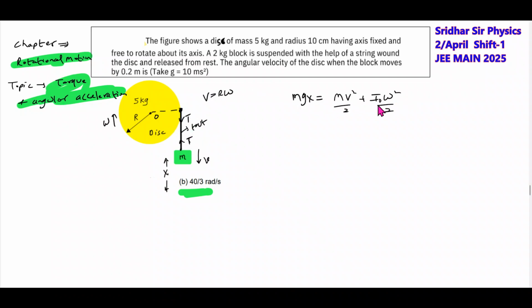Fine, so that's why we are applying conservation of mechanical energy. What is v? V equal to r omega. We are asking the angular velocity of the disk. So we'll do one thing. V, what we can write, r omega. Moment of inertia of the disk, mr square by 2. This m and that m are different. We'll do one thing. I'll write m1.